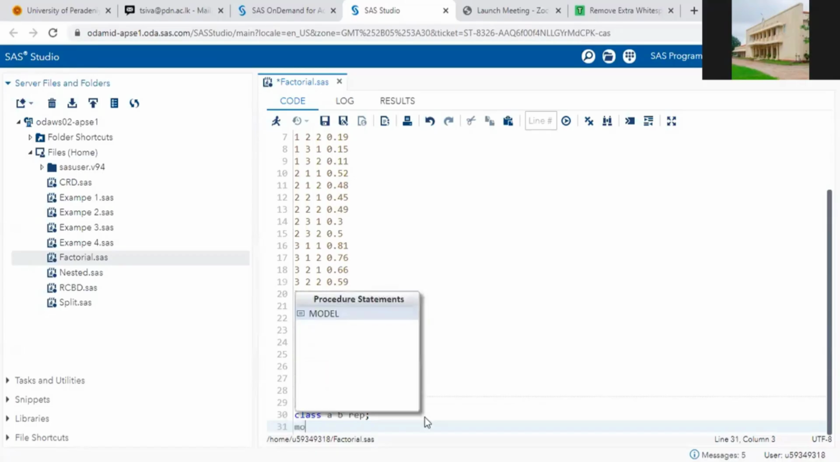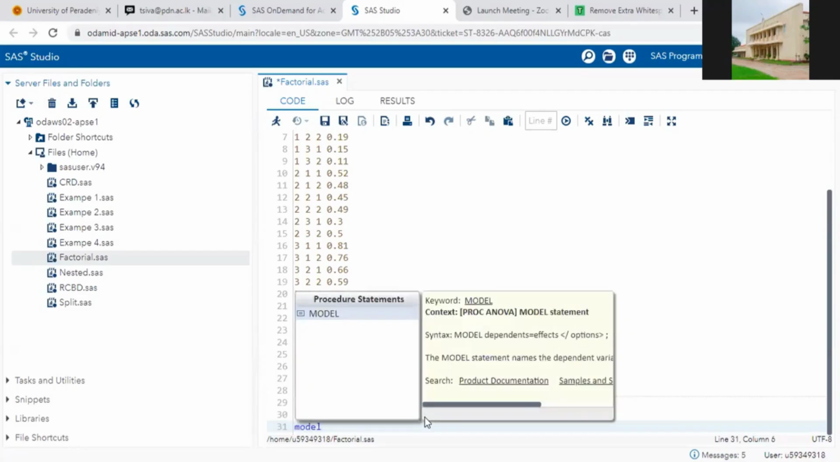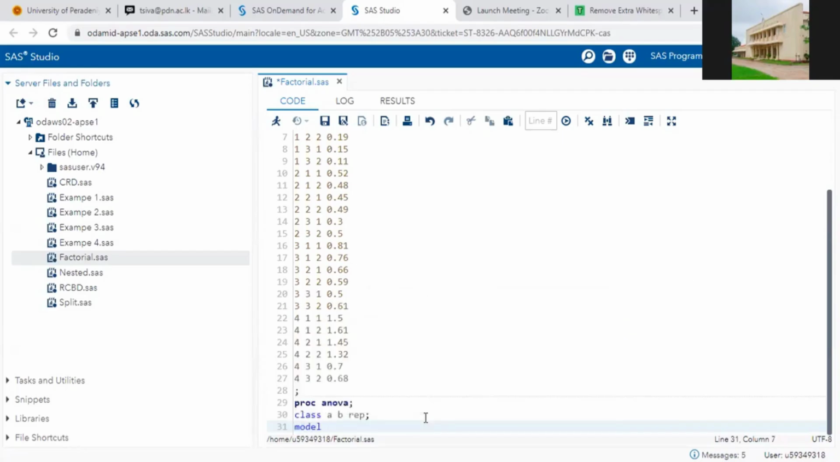What is next statement? Anyone? Model. Model. Right? What is next statement? Model. Right? Can somebody tell me what is the model? The model for factorial, two-factor factorial. This is two-factor factorial. Tell me what is the model that we have used?